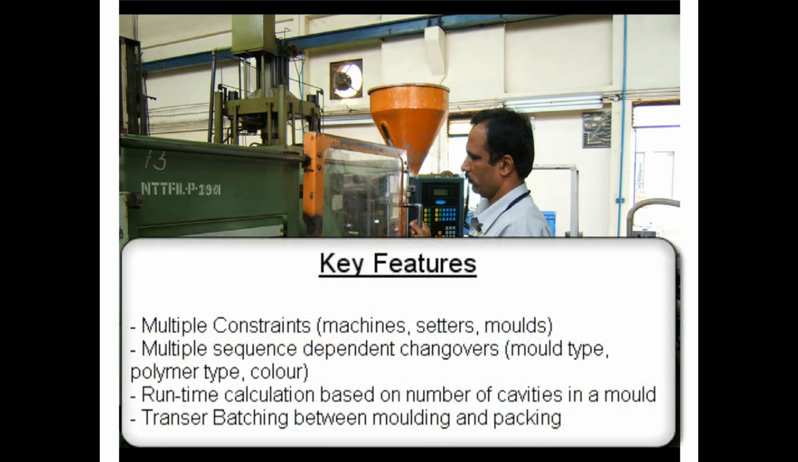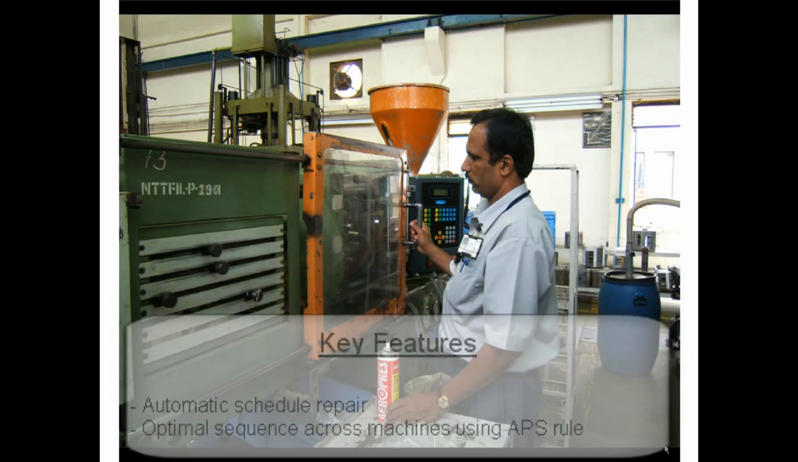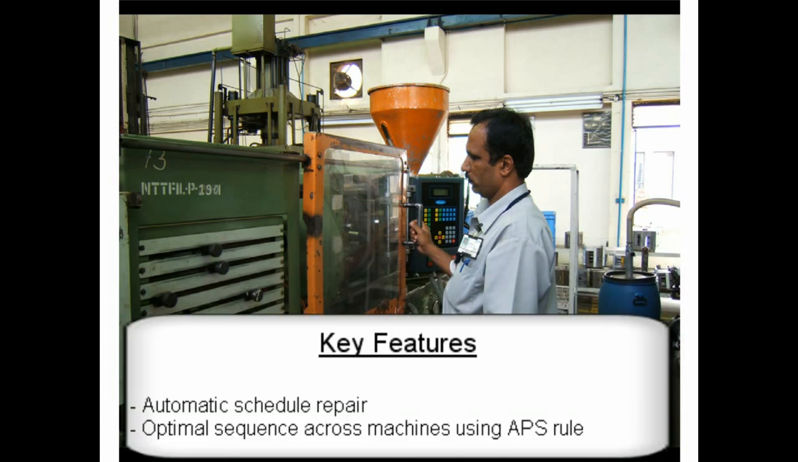The key features that are shown include multiple sequence-dependent setup matrices, in this example mould change and colour change, a separate sequence-dependent changeover time matrix for polymer change, automatic and interactive runtime recalculation based on the number of cavities in a mould, and transfer batching. For the APS version, it will also show automatic schedule repair when the number of cavities in a mould is changed, as well as minimising changeover times using an APS rule.